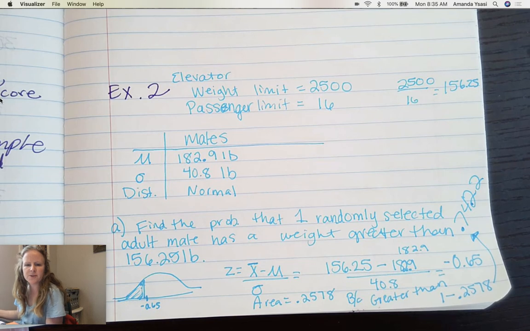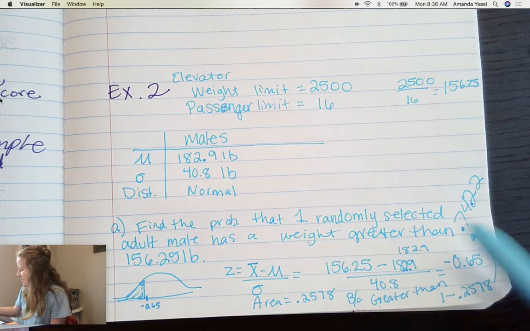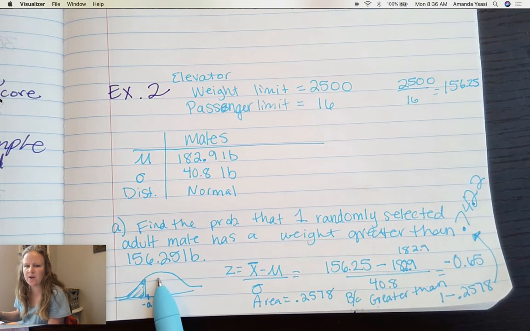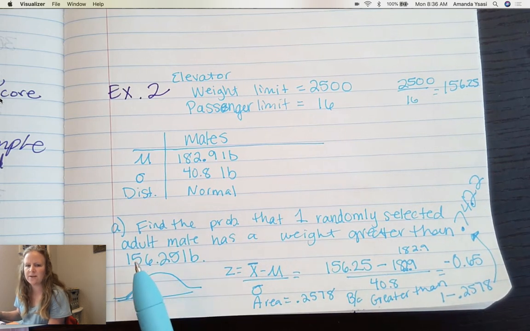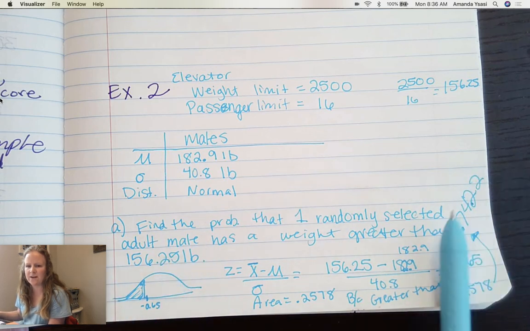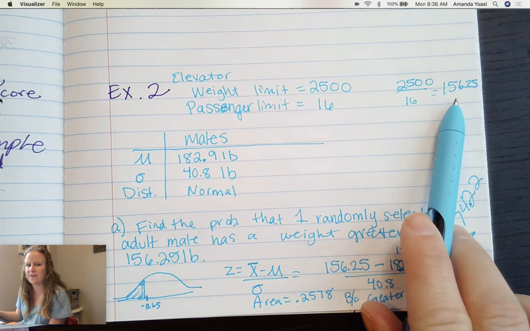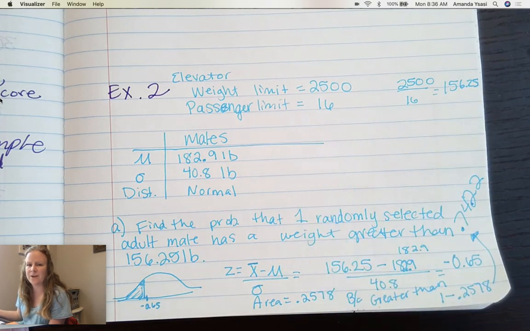So that means, what's the probability that one randomly selected adult male has a weight greater than that? That's about 75%. That's not very good, is it? Because if it's greater than, and you have 16 males that are greater than that, our threshold here, that means the likelihood of the elevator being overloaded is pretty high. So that's not good.